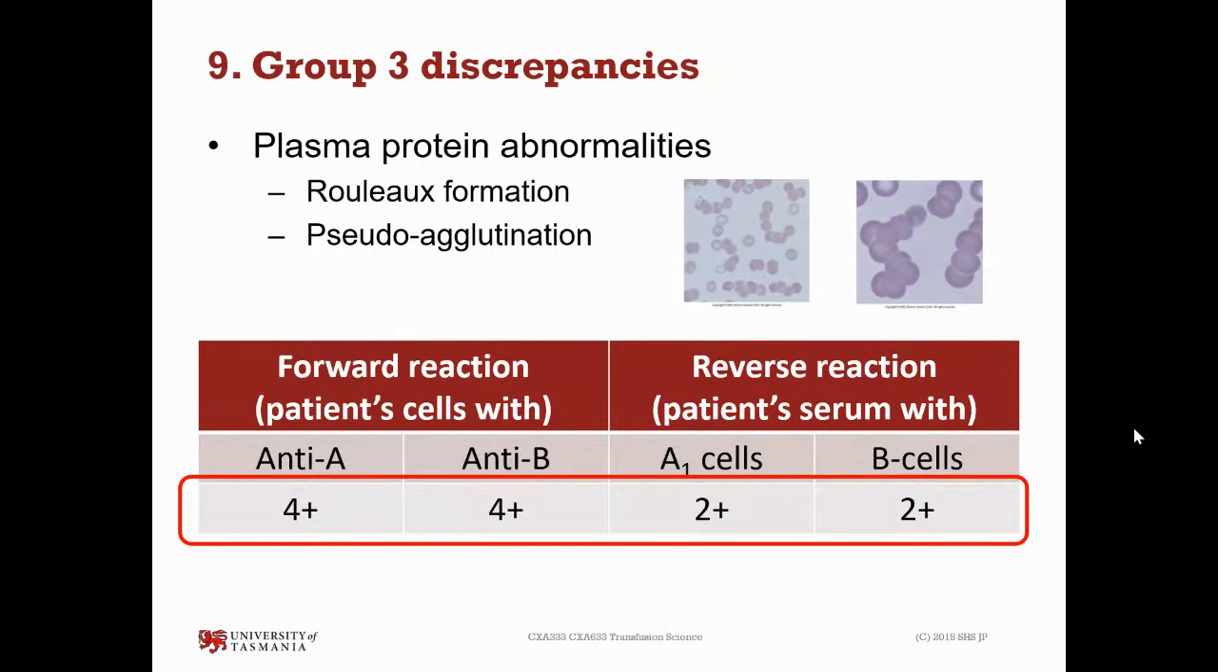abnormalities. And remember, we met these plasma protein abnormalities, some of them in Haematology 2 last year, when we were learning about our plasma cell myelomas. And so that's when, for some reason, we have got increased proteins in the plasmas or abnormal proteins in the plasmas. And they can actually interfere with both the forward group and the reverse group.